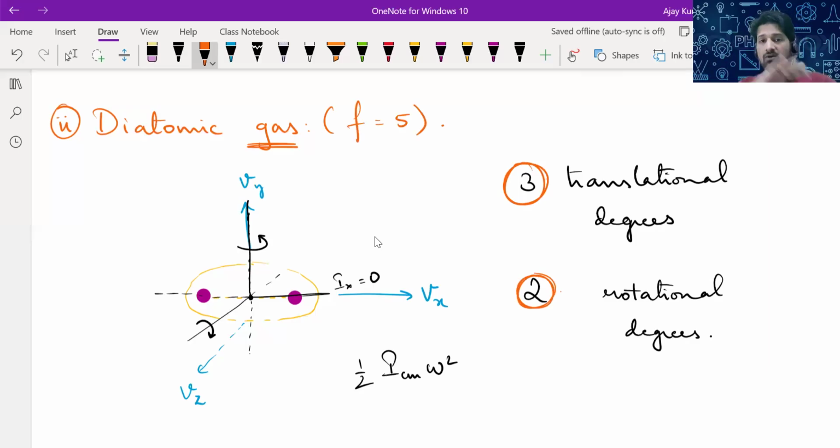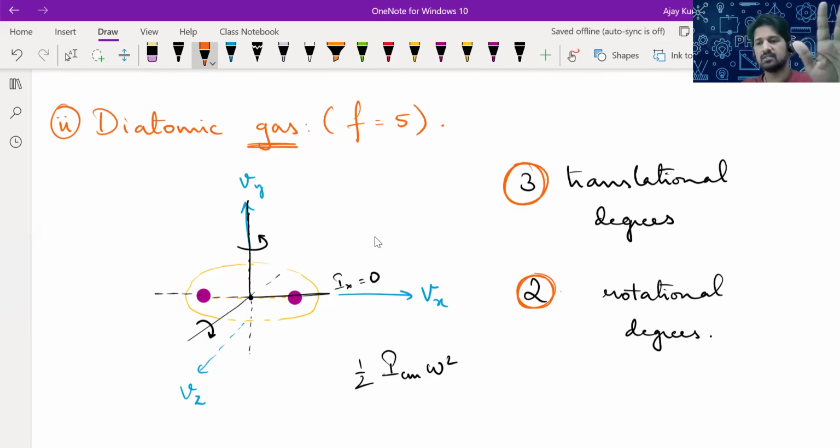What if the molecule is non-rigid? What if the atoms are allowed to vibrate? Then it can store potential energy also. In that vibration, potential energy can be stored and released, and due to vibration, some more kinetic energy also can be stored. So it will have additional degrees of freedom, additional ways in which it can store energy. Two additional ways will be there. When a bond is allowed to oscillate, two additional degrees of freedom will arise.